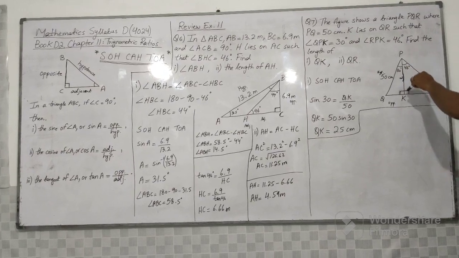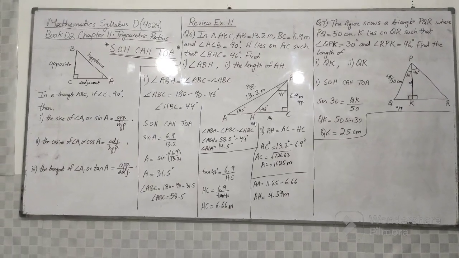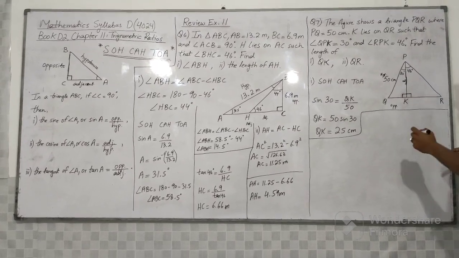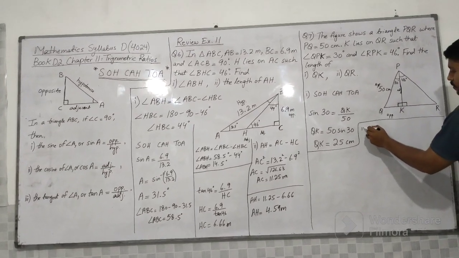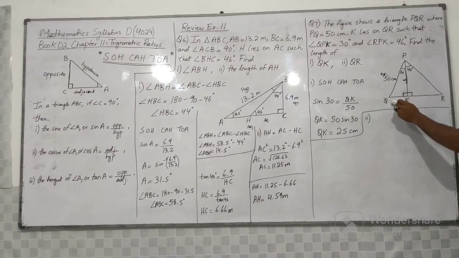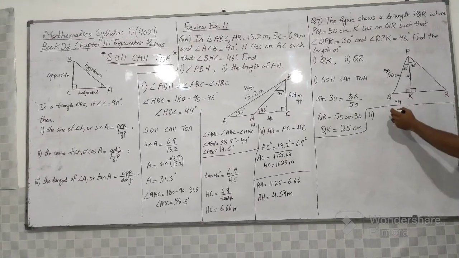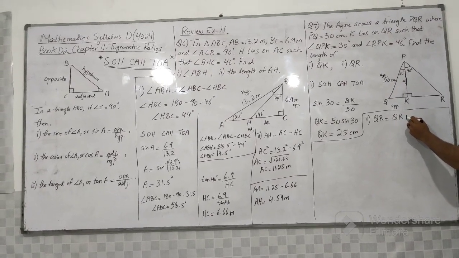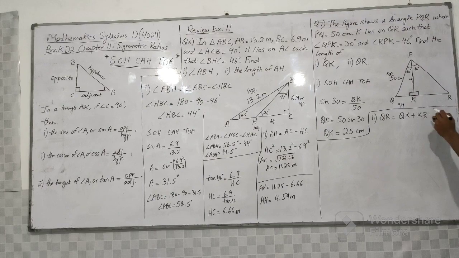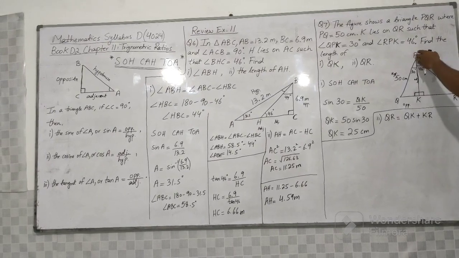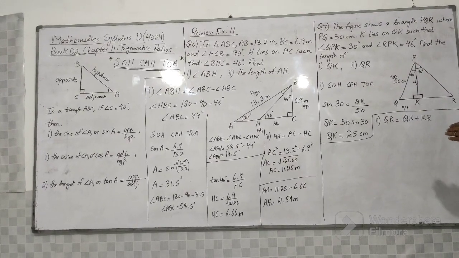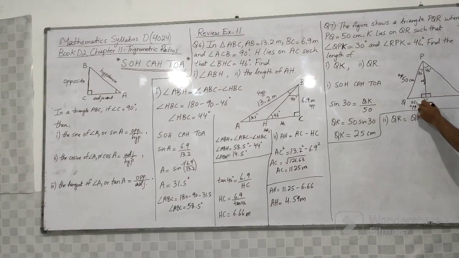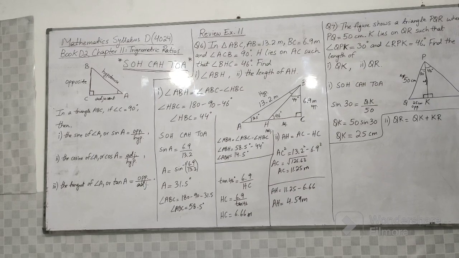So you will be finding PK first. So how to find PK? First you will write how to get QR. QR will be adding QK and KR. QR equals QK plus KR. Okay. So finding the length of PK first. You got this side as 25 cm in the first part.